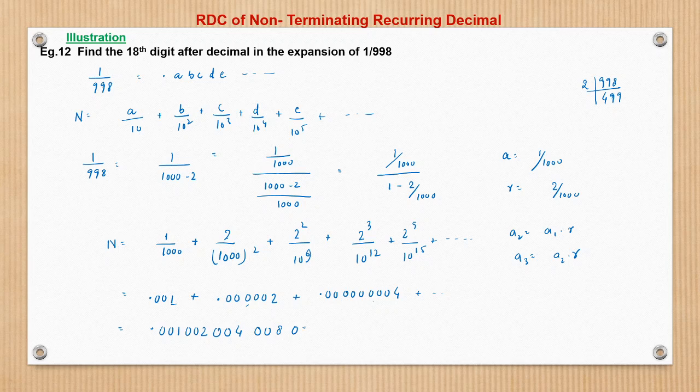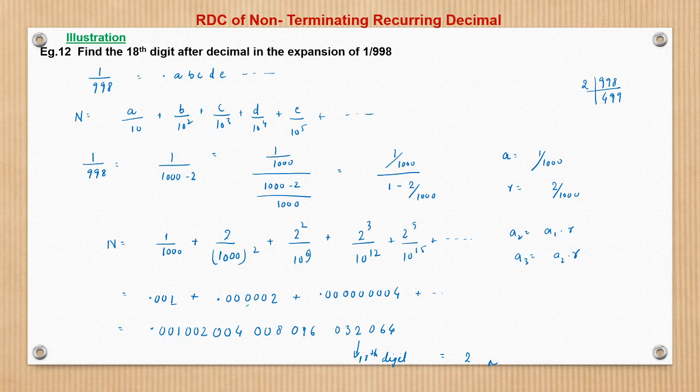Then the series continues with 016, then 032, and so on. We have to find the 18th digit after decimal. So 3, 6, 9, 12, 15, 18th. The 18th digit is this only. So the 18th digit is nothing but 2. 2 is the answer to this question.